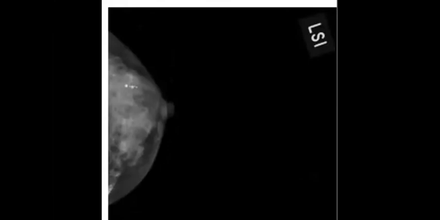So this breast, in the density, you can consider it a dense breast. So ACR C, or maybe more. And what do you think about the left breast?